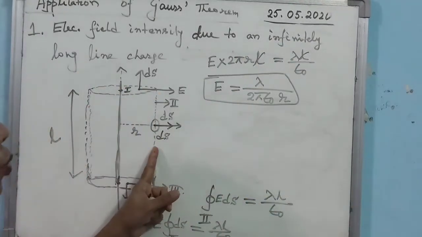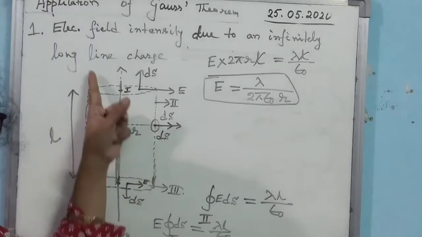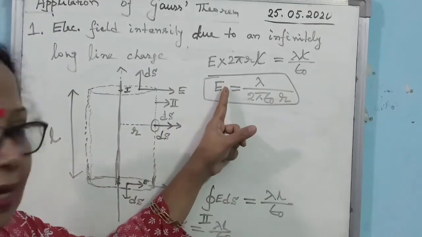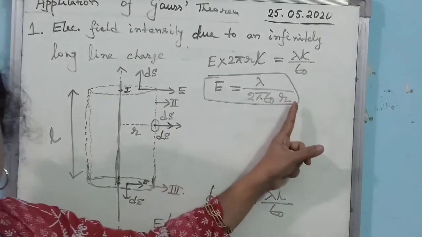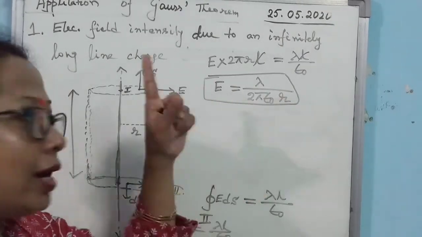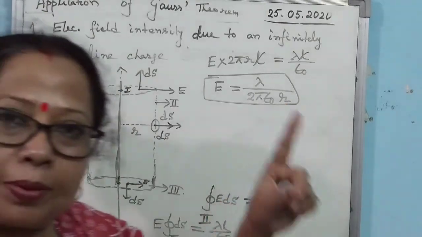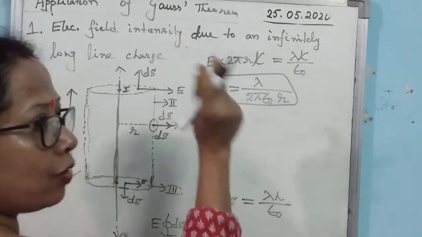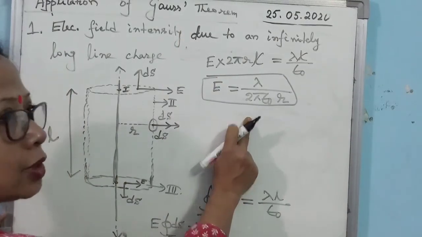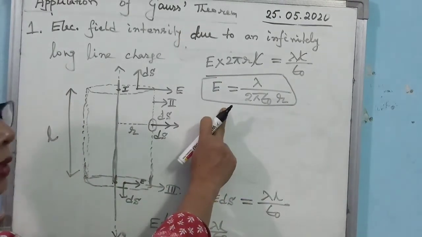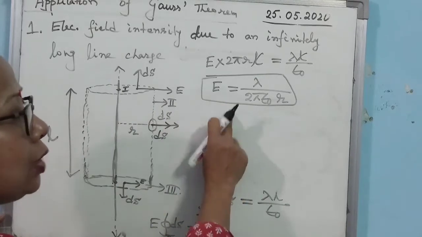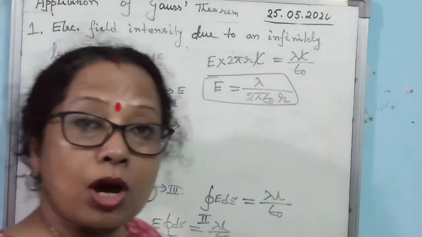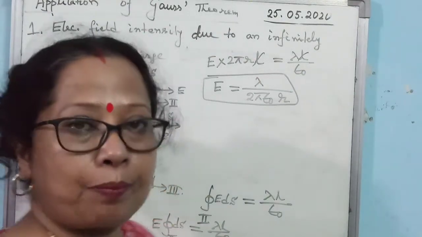But in this case, when you are getting infinitely long line distribution of charge, then you see E is inversely proportional to R only. So it is a very important and favorite topic of all the examiners, and concept wise also it is very important. This is the case where electric field intensity depends inversely only on the value of R, only on the distance of separation, not on the square of the separation.